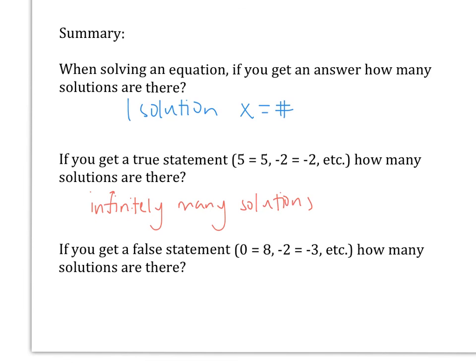So again, that's when you have a number equal to itself. That means you have infinitely many solutions, and you could plug in anything you wanted back into that statement and it would work. Question 3. If you get a false statement, such as 0 equals 8 or -2 equals -3, how many solutions are there? No solution. So we can write out no solution in words, or we could represent it with the symbol 0 and a line through it.